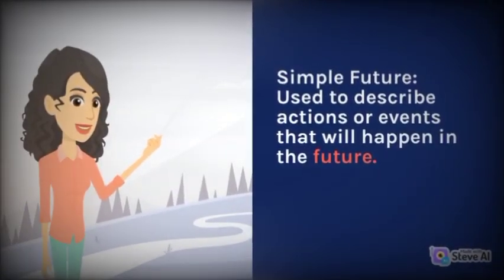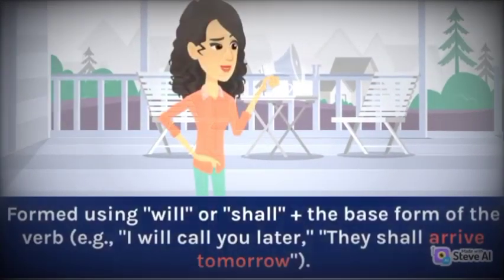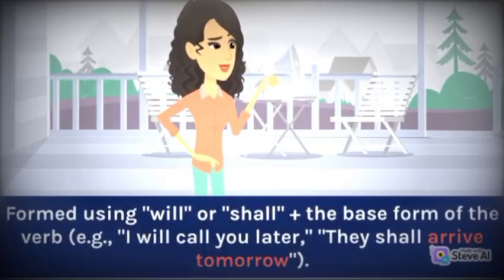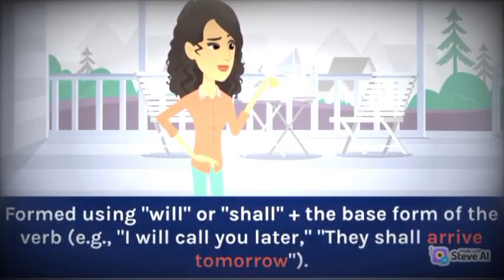Simple future. Used to describe actions or events that will happen in the future. Formed using will or shall plus the base form of the verb. For example, I will call you later. They shall arrive tomorrow.